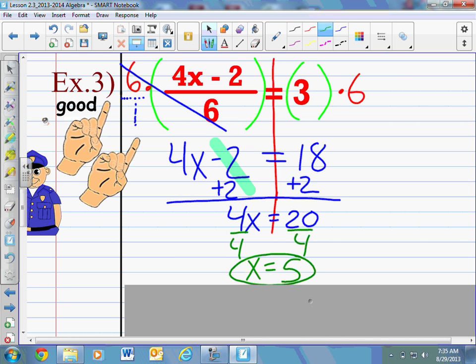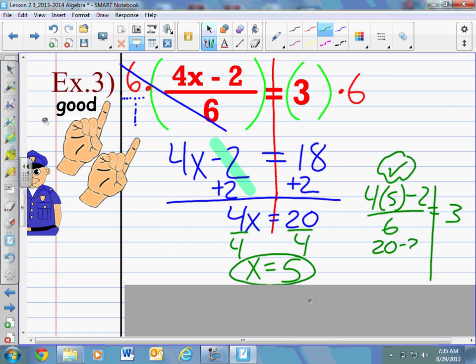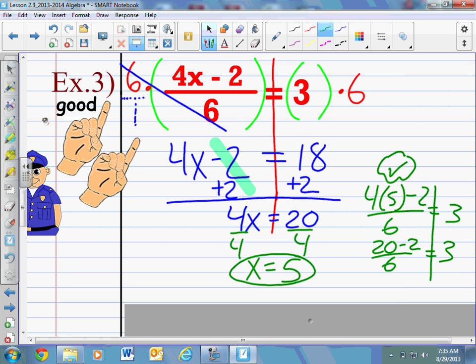Okay, remember, for homework, I'm going to ask you to check it. So I'll do a quick check for this one. Just do it right here. 4 times 5 minus 2 over 6 equals 3. Does it match? Let's see. 4 times 5 is 20. 20 minus 2 divided by 6 equals 3. What's 20 minus 2? It's 18. 18 divided by 6 is 3. That matches. Awesome. I did it right. That's how you check it. Okay, and that's what I want to see.